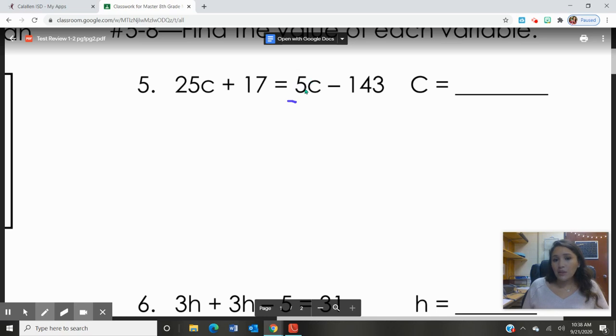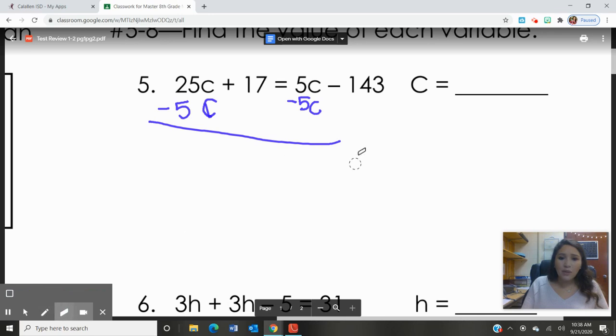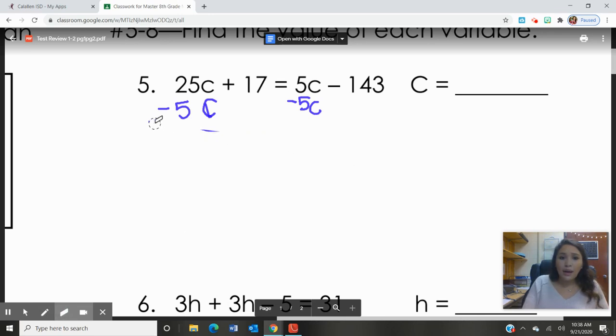Right now this is a positive 5c, and to cancel it out, I need to subtract 5c. What I do to one side of this equal sign, I also have to do to the other. So I'm going to subtract 5c from both sides. Make sure that whenever you do this, you subtract it from the variable. I see a lot of people subtracting it from the constant. Remember, you cannot do that because you have to subtract constants from constants and variables from variables.